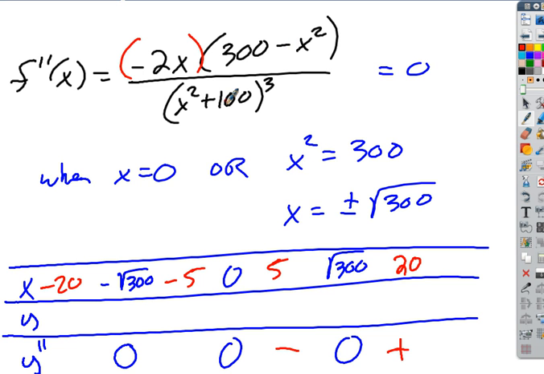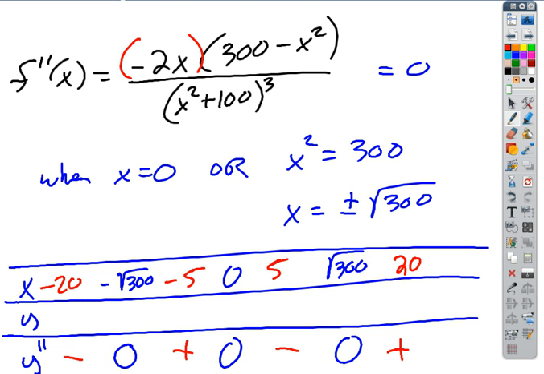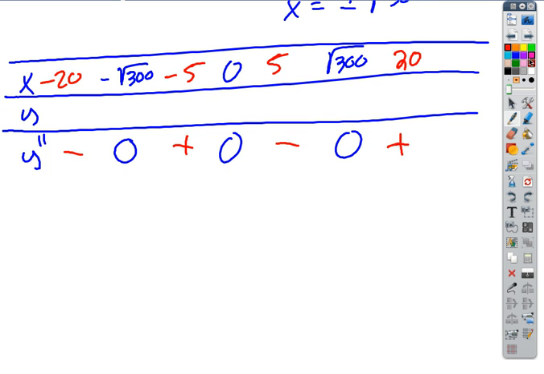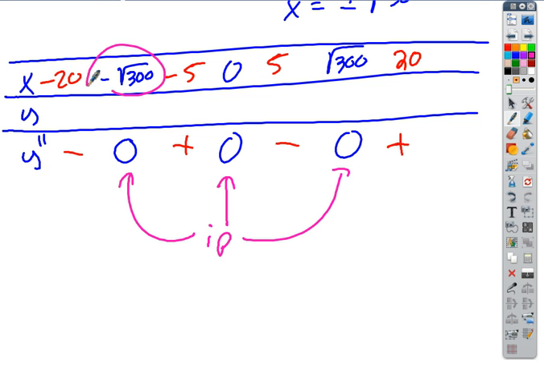So we end up with all three of those being inflection points. So all of these values of x are values where we have inflection points. Now, if necessary, we could calculate the y values, but do we even need to? No. Look at our answers here.